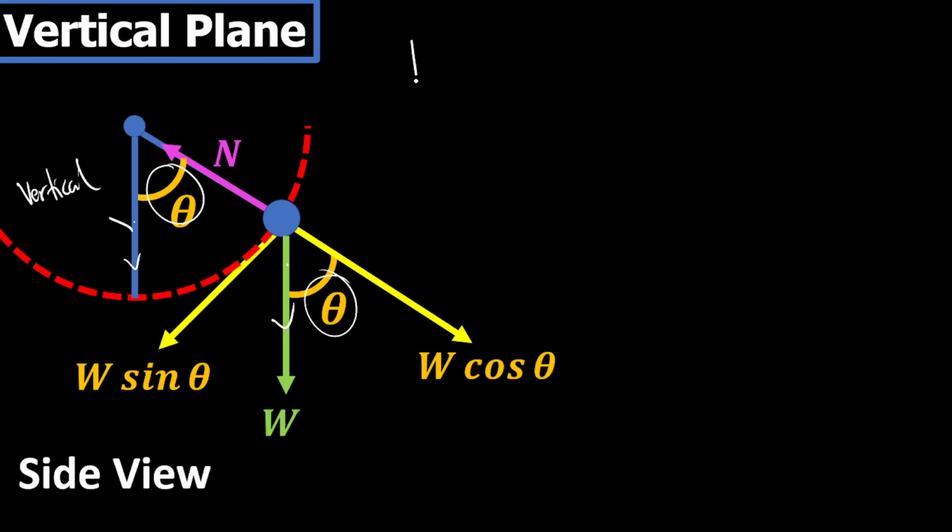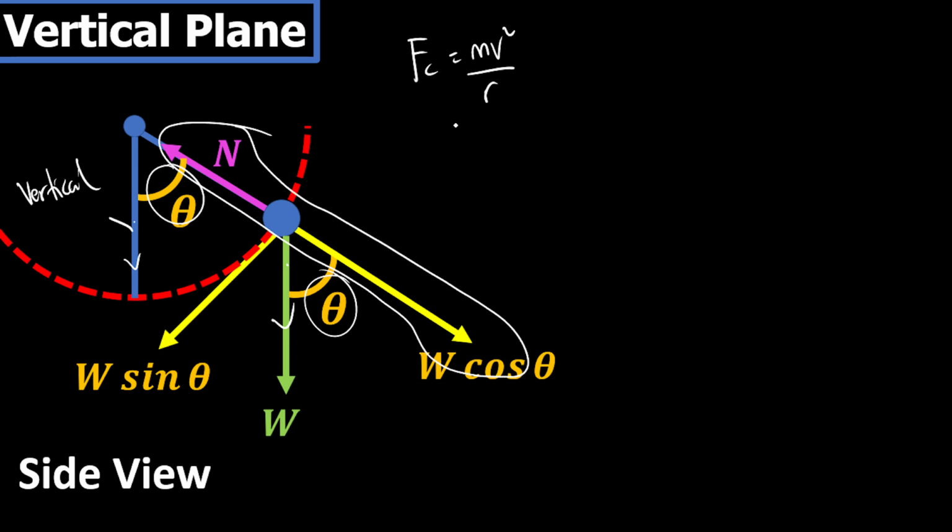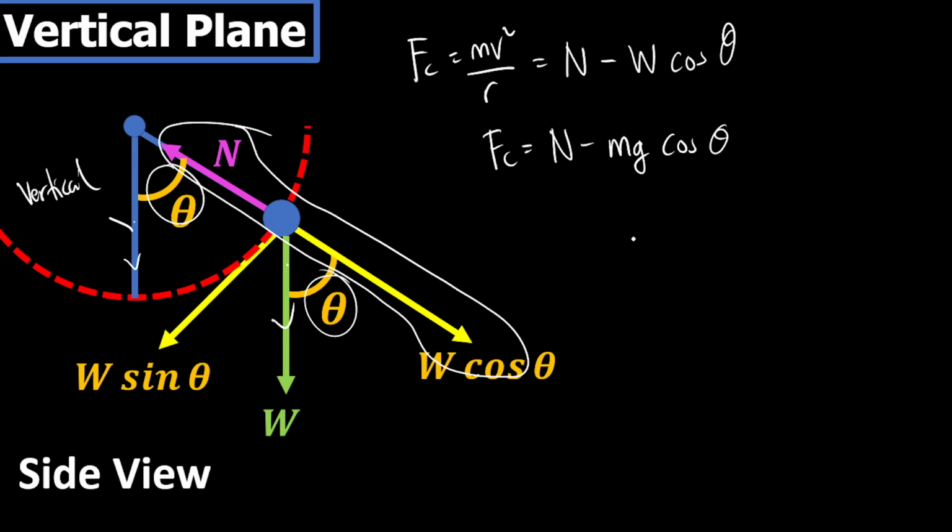Well, again, it's great to remind ourselves that Fc is equal to mv squared over r. Okay, so if you think about it, it is going to be along this line, right? And what contributes to that is going to be equal to N minus W cos theta. Which is, again, you can just remind yourself, W is equal to mg, so you can say that Fc is equal to N minus mg cos theta. All right, so that is the case that you have for the vertical plane.